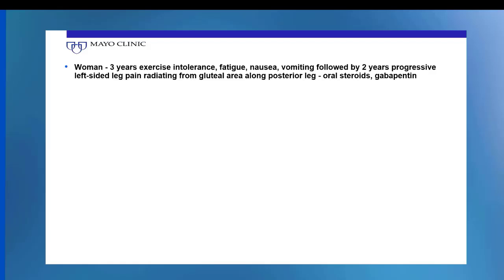And then finally, this case, which I think is pretty intriguing. This is a woman in her 60s who had 3 years of exercise intolerance, fatigue, nausea, vomiting, followed by 2 years of progressive left side leg pain radiating from her gluteal area along her posterior leg. They didn't know what was going on. They gave her oral steroids and gabapentin to try to control her symptoms.